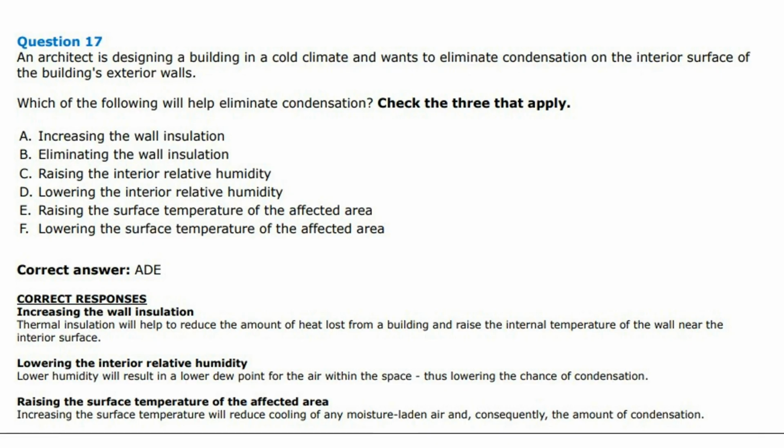The question is, an architect is designing a building in a cold climate and wants to eliminate condensation on the interior surface of the building's exterior walls. Which of the following will help eliminate condensation? Check the three that apply. Increasing the wall insulation, eliminating the wall insulation, raising the interior relative humidity, lowering the interior relative humidity, raising the surface temperature of the affected area, or lowering the surface temperature of the affected area.